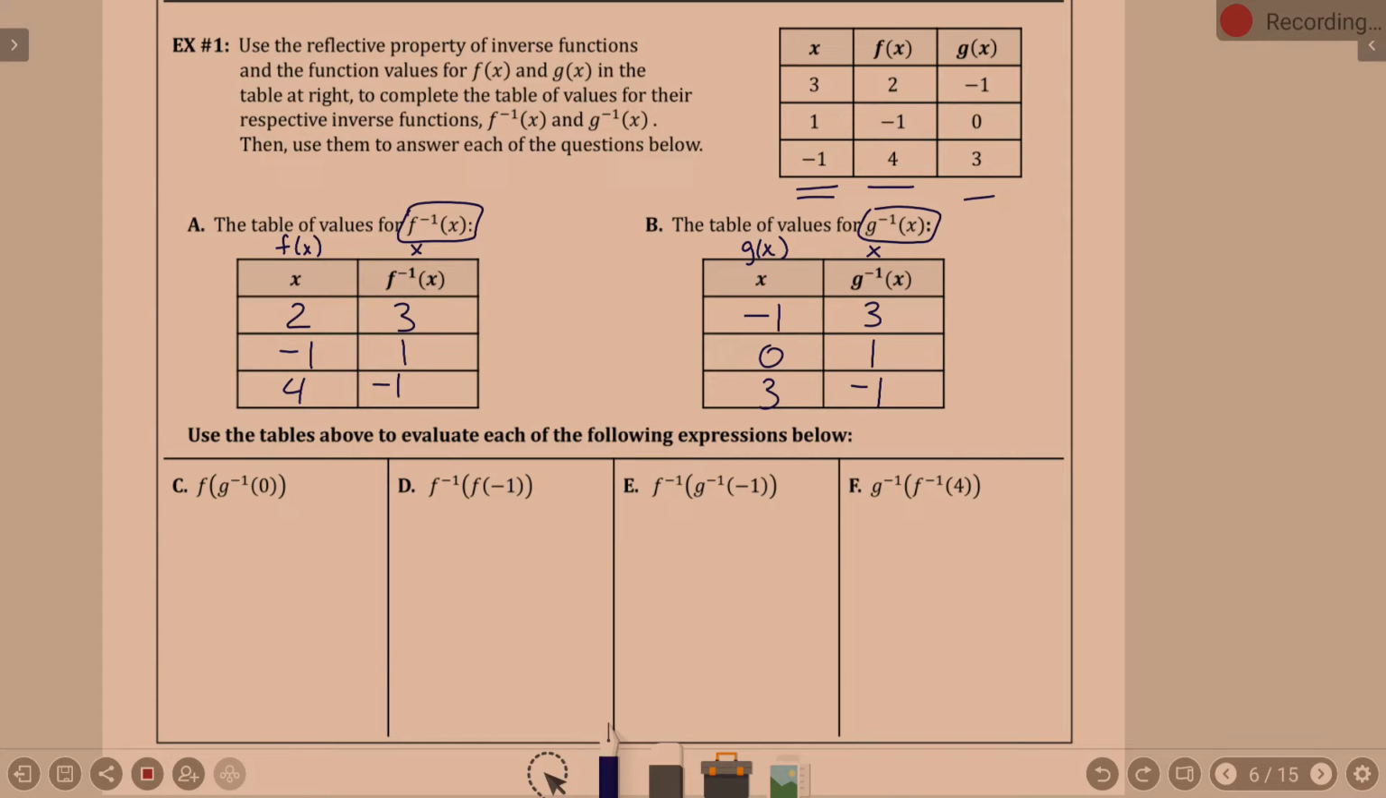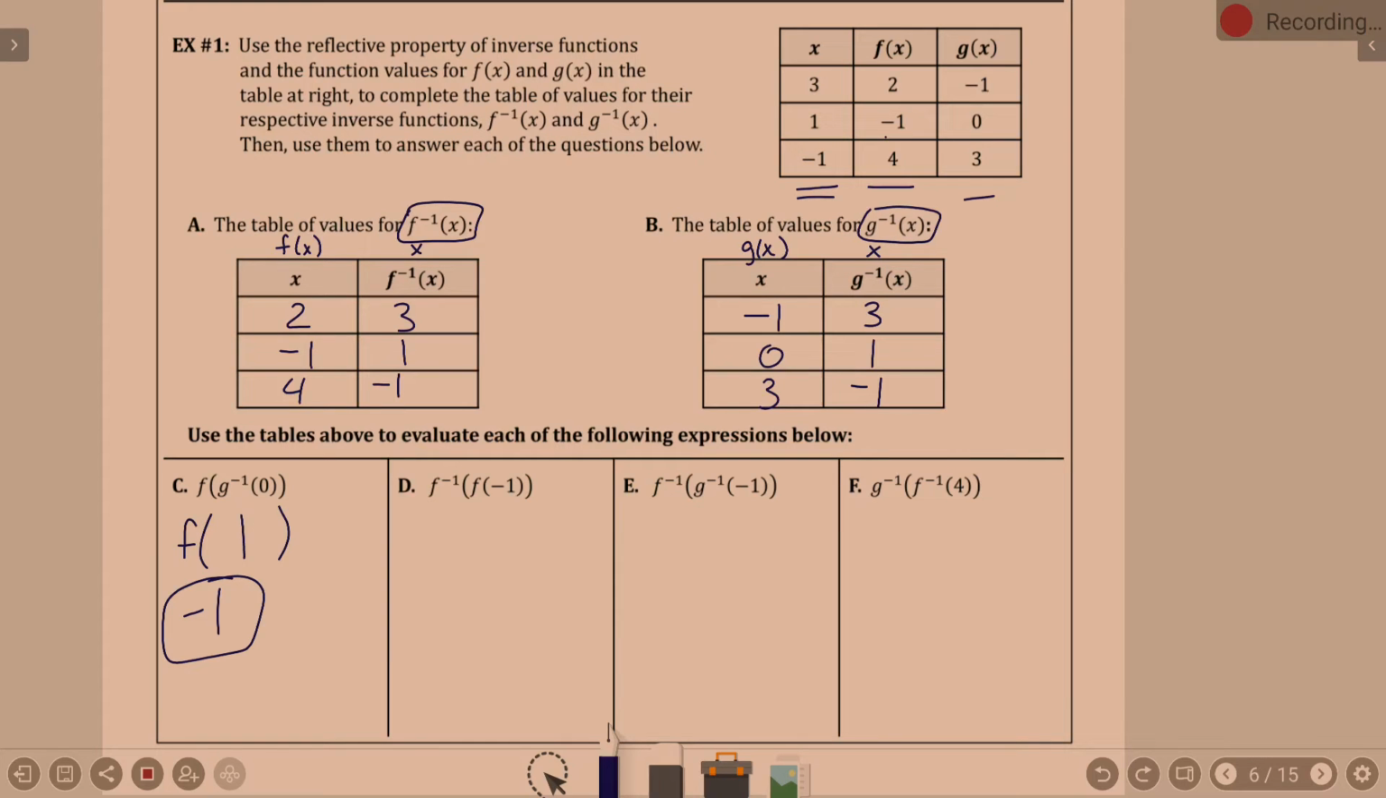Use the tables to evaluate the following expressions. f of g inverse of 0 means what? So g inverse is here. g inverse of 0 is going to be equal to what? 1. Are you guys okay with that? Yes. And then what is f of 1? Go back up to your original column, and that is -1. You good? Yes. We like the easy stuff, right? If only it was all this easy.